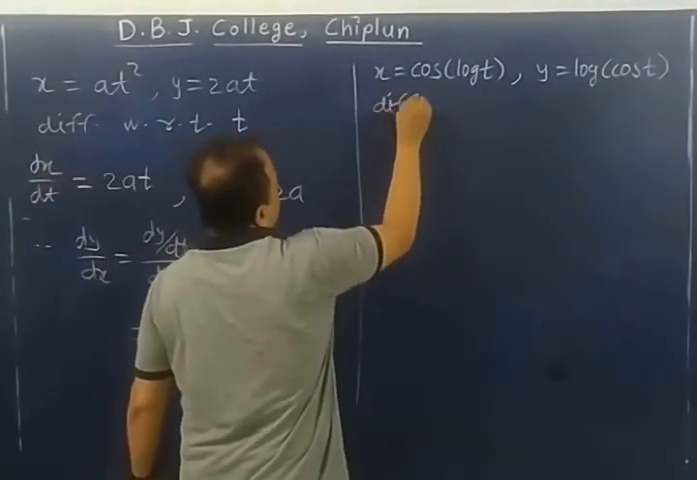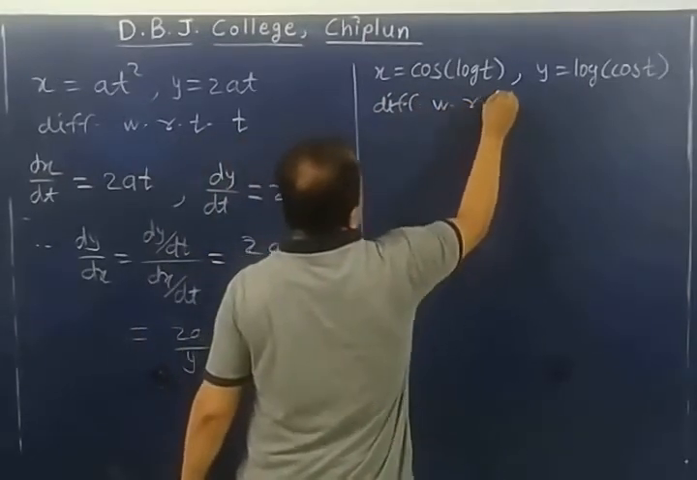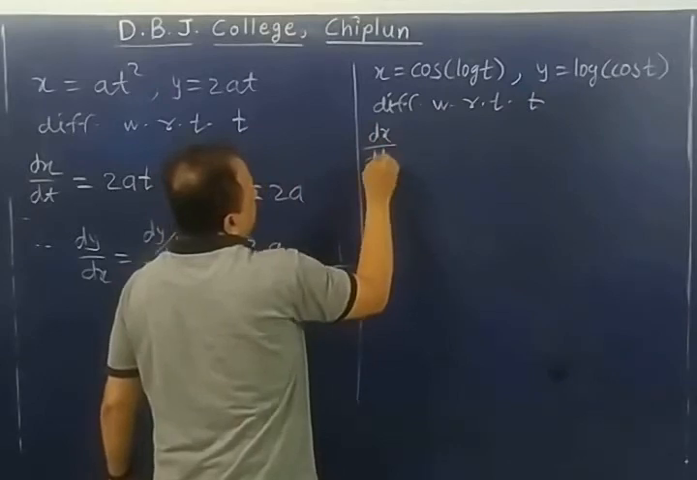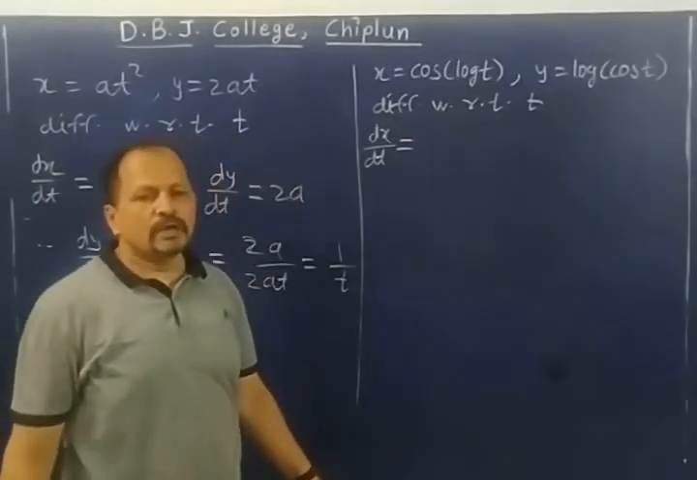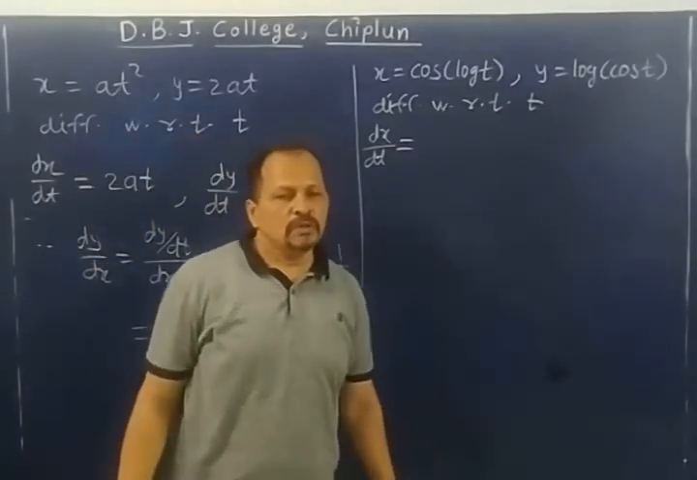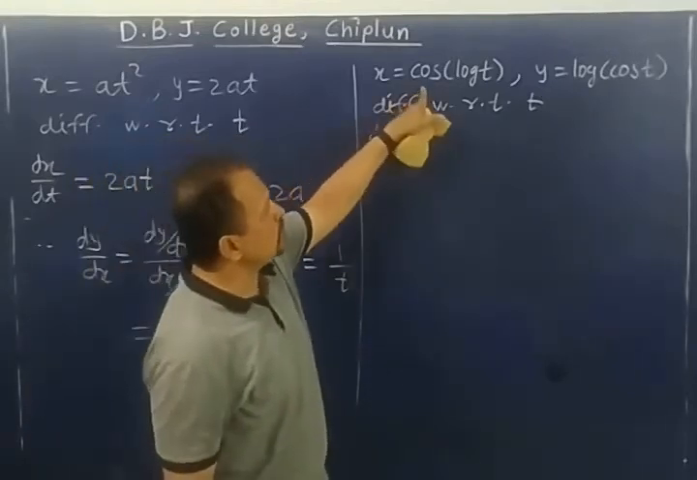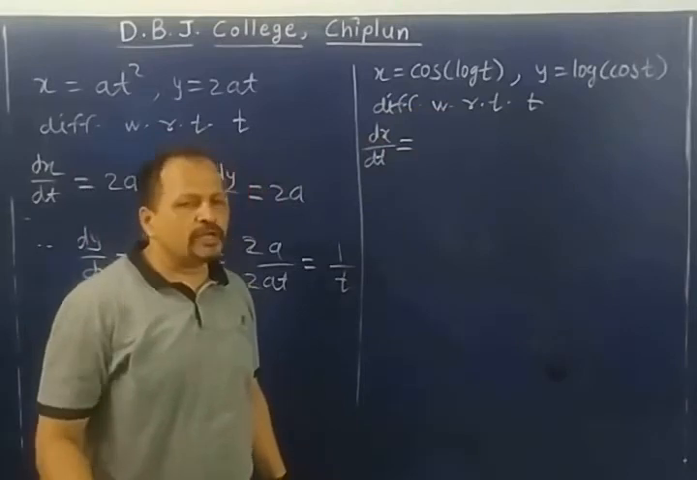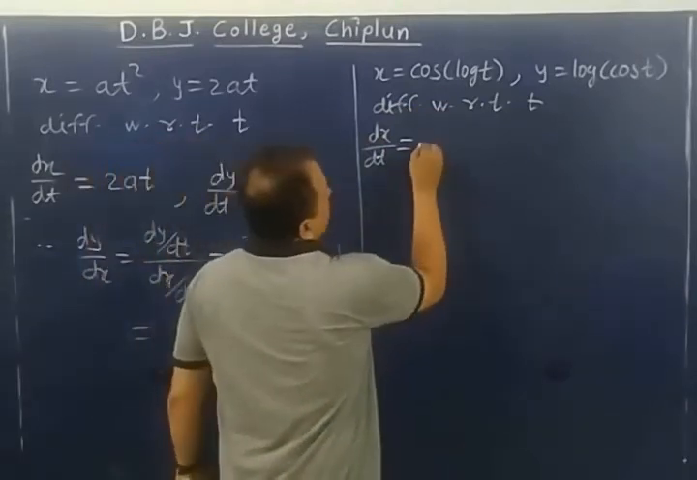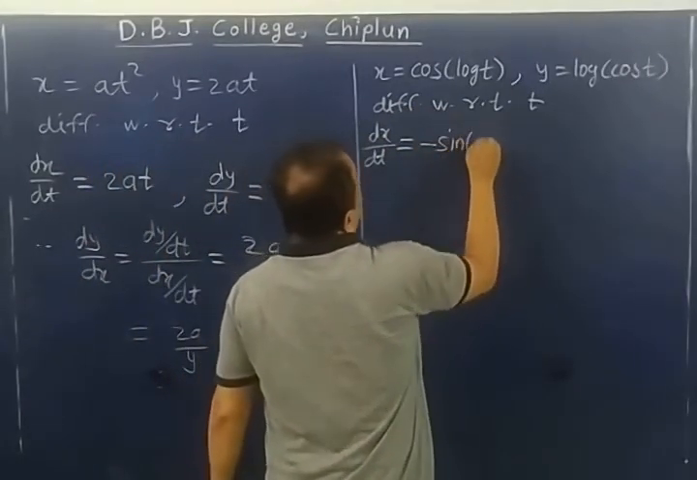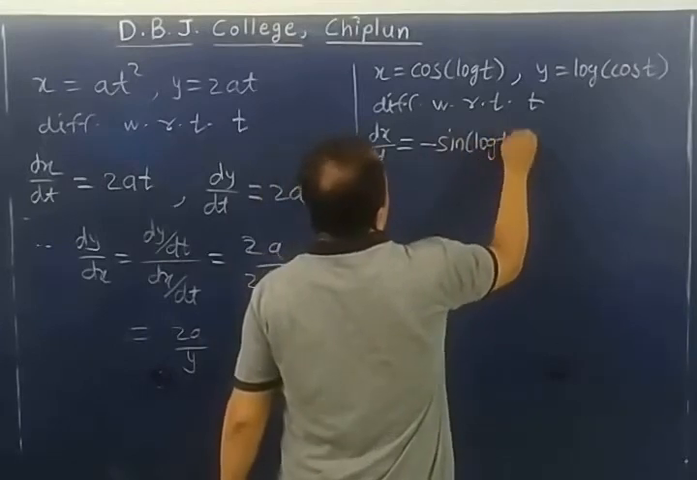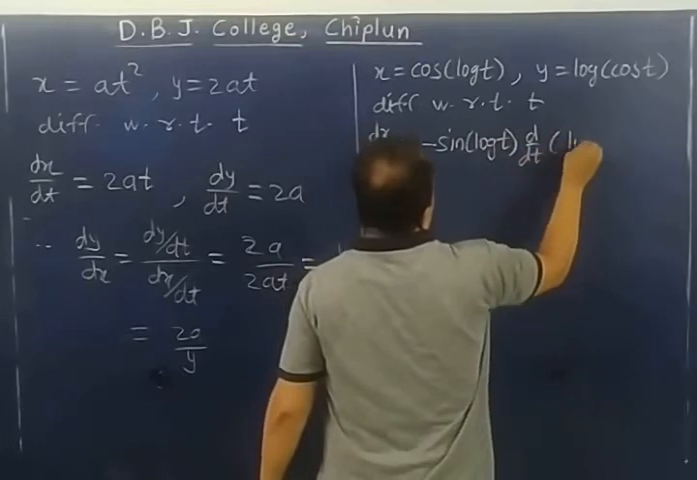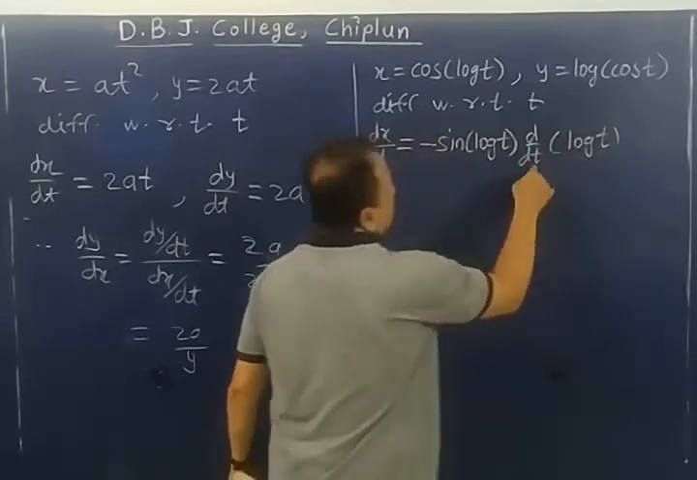Differentiating with respect to t, dx by dt is equal to, here we are going to use the chain rule. Using chain rule, derivative of cos bracket is minus sin bracket into derivative of bracket. So minus sin of log t into derivative of log t with respect to t.